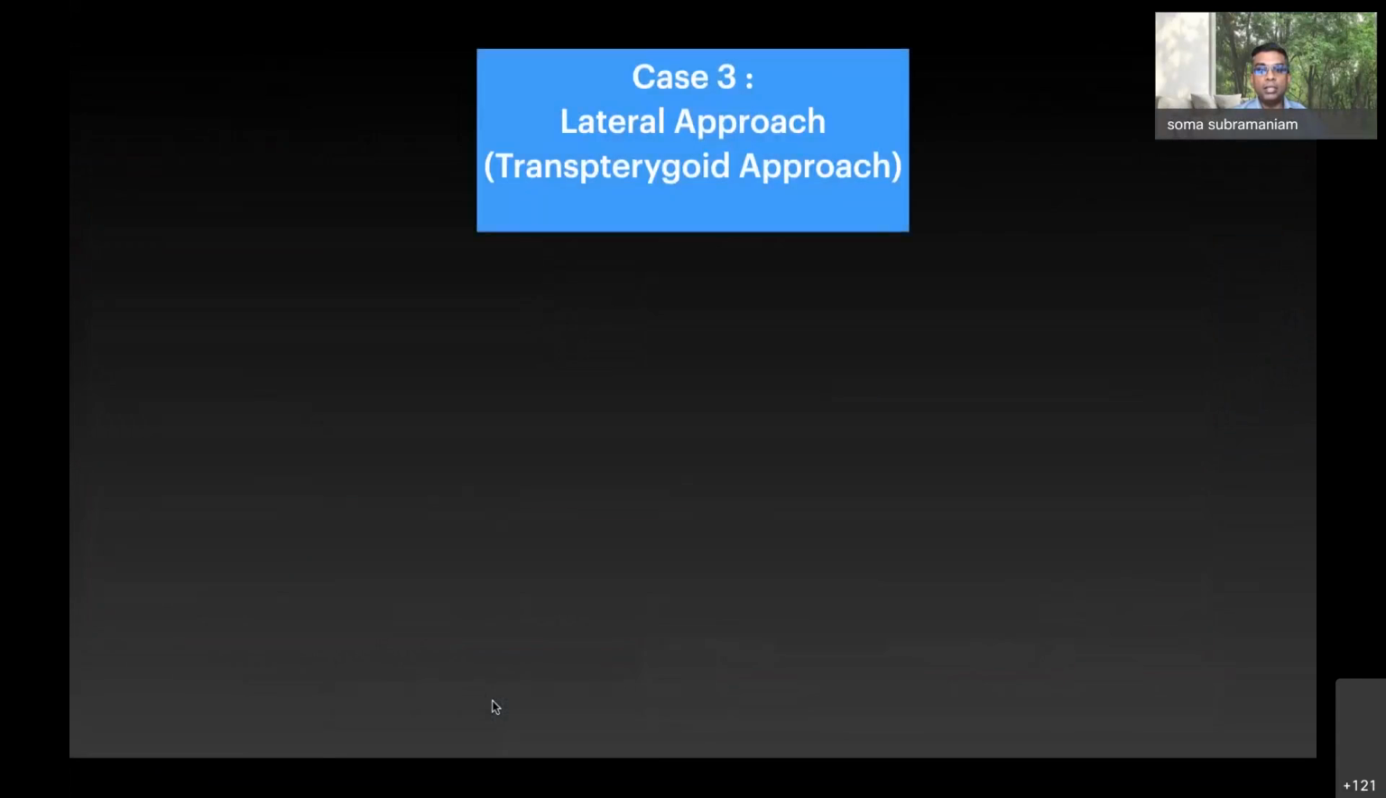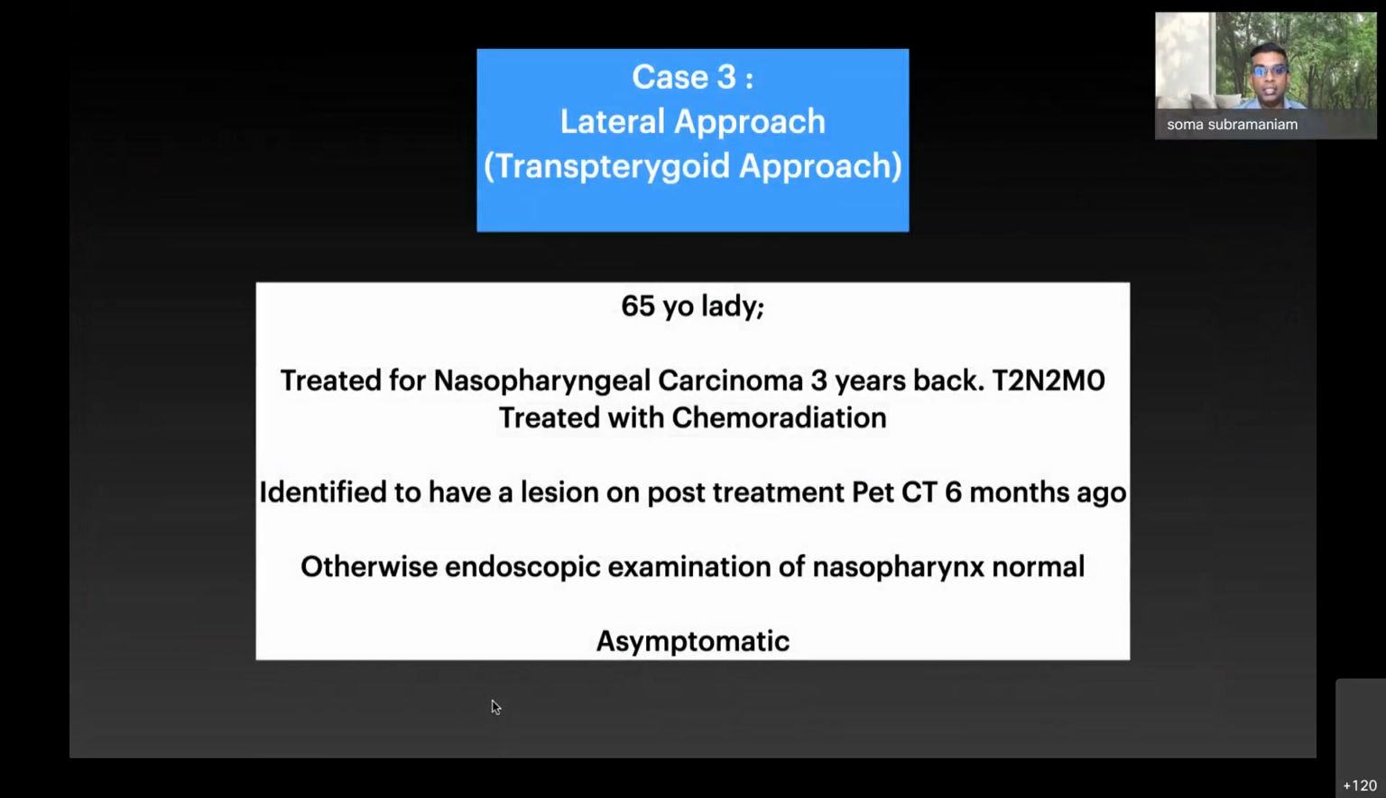Now, the last case I'll go through is actually a lateral transpterygoid approach. In this case, she was a patient who was treated for NPC. NPC is very common in Singapore, so we see quite a lot of them. And they're treated usually with primary chemoradiation. So this patient was treated 3 years earlier with chemoradiation for a T2N2 M0 disease.